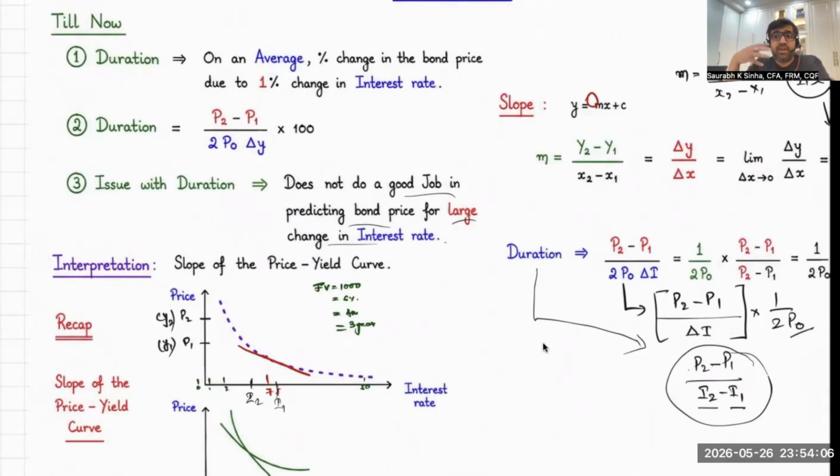In this session, we introduced another interpretation of duration. The first interpretation of duration was that it is, on average, the percentage change in the bond price due to 1% change in interest rate. This was interpretation number one. The interpretation number two of duration is that it is the slope of the price yield curve. And we'll also discuss a third interpretation of duration, maybe in the next session or the one after.